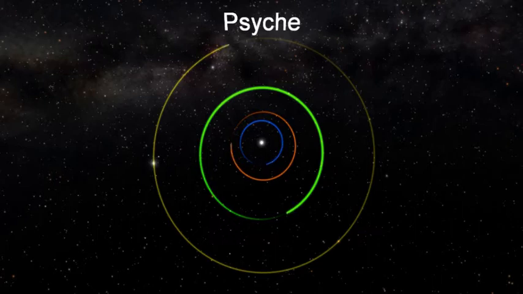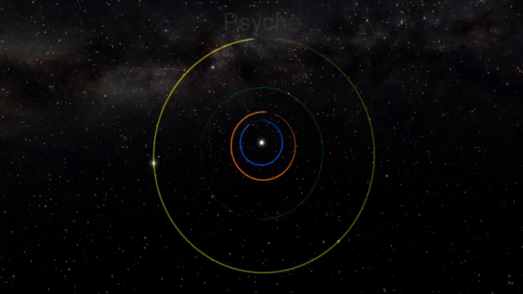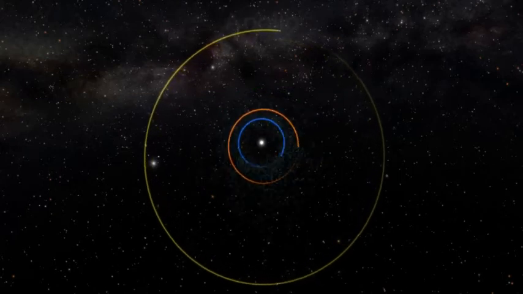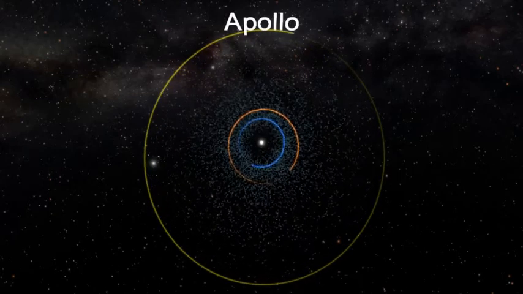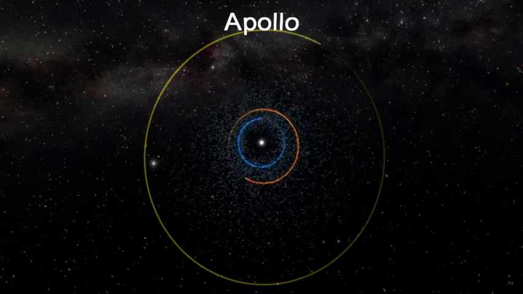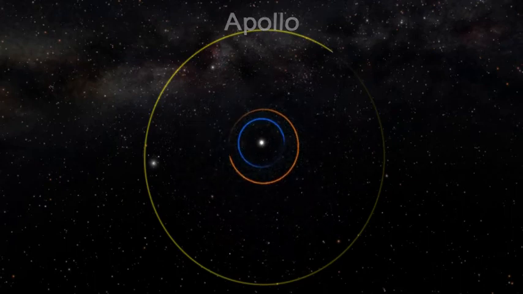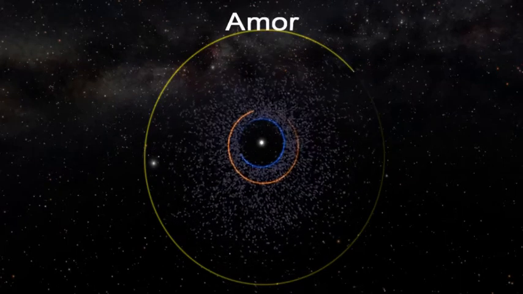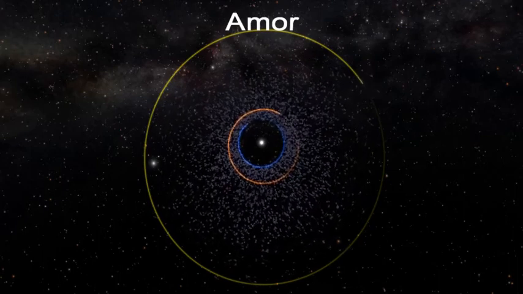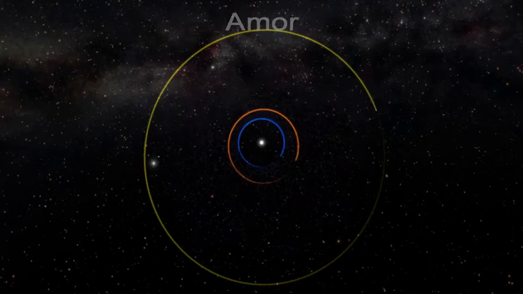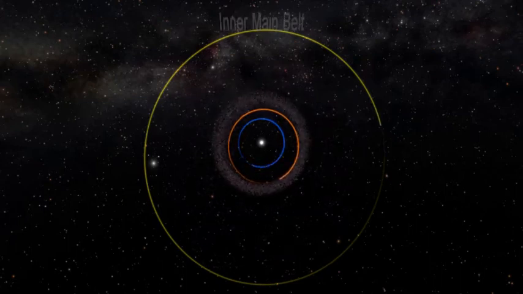Psyche is a very intriguing asteroid composed mainly of metals and will be visited by an upcoming mission led by ASU. Next, we switch to views of selected asteroid populations, starting with the Apollo objects that have orbits that cross the Earth's orbit. And then next we'll move out to see the Amor objects that have orbits that cross the orbit of Mars. There are about 3,000 Apollo and Amor objects that have been found.